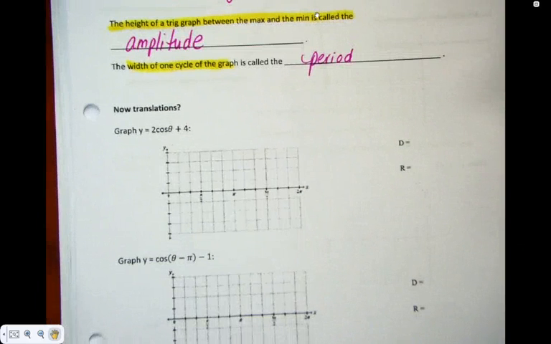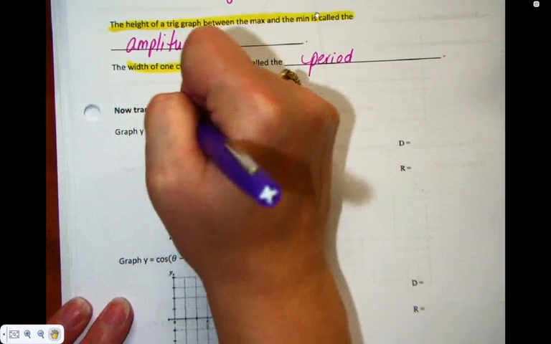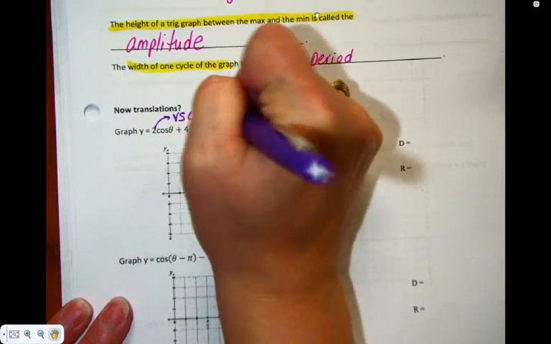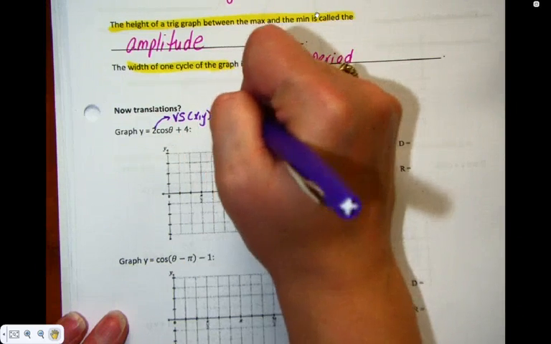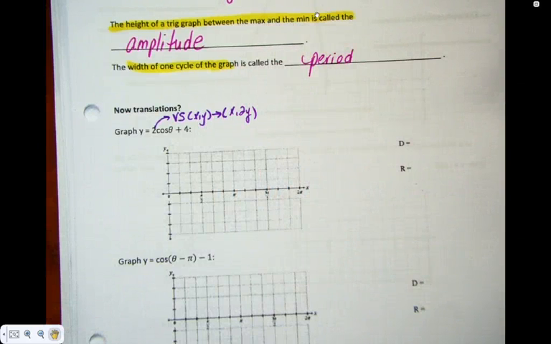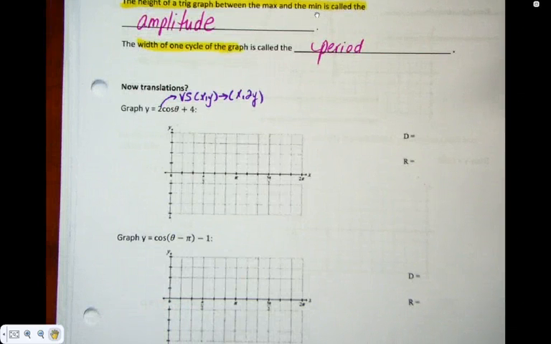Okay, let's do some translations. 2 cos theta plus 4. The 2, what is it? I like it, vertical stretch. XY goes to? Turn and talk. Tell someone, how did you know that was a vertical stretch? And because Abby said so is not the right answer. Just saying.